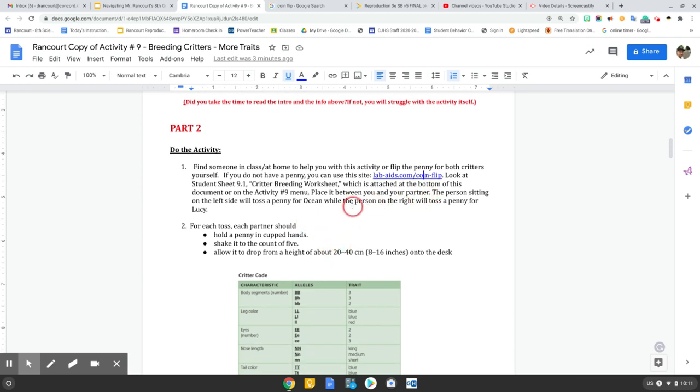It says here you're going to place this between you and your partner. The person sitting on the left side will toss a penny for Ocean, while the person on the right will toss a penny for Lucy. Since you're working by yourself in class, you are going to be tossing for Ocean and tossing for Lucy yourself. You are not working with a partner. Hopefully that makes sense.